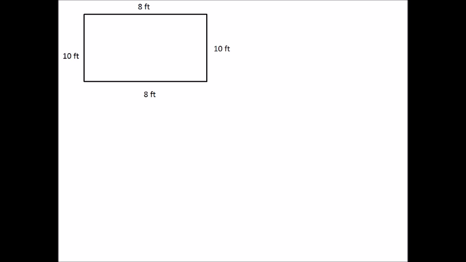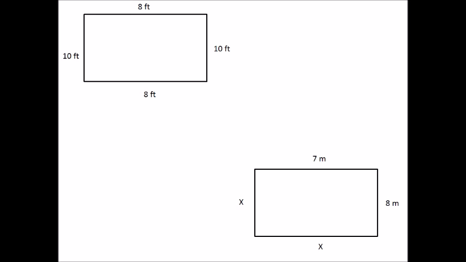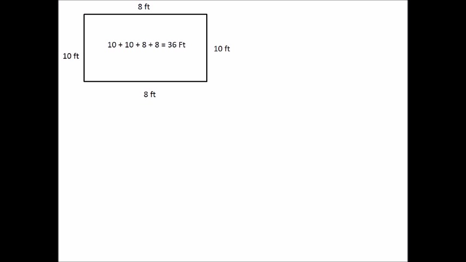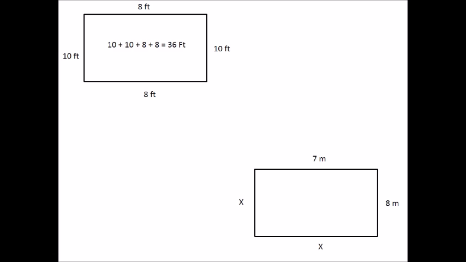So for example, on this one, we have two 10s and two 8s. What are those x's, Mr. Beuthin? I'm confused. That one we have a 7 and 8. Well, we'll come back to that one in a minute, because first we have 10 plus 10 plus 8 plus 8. That's adding up all the sides. That's 36.